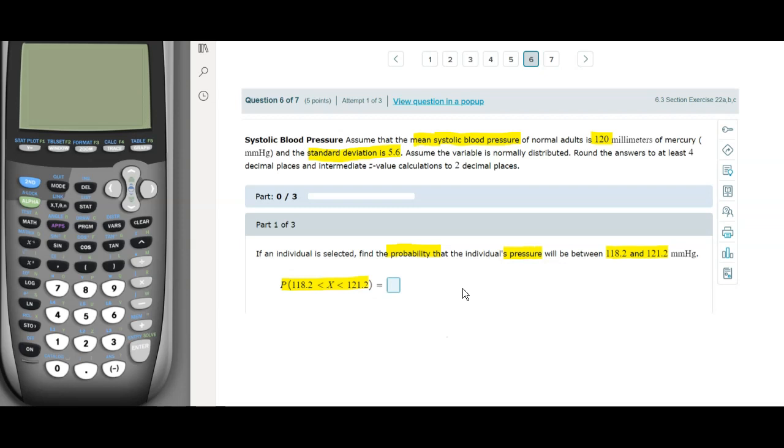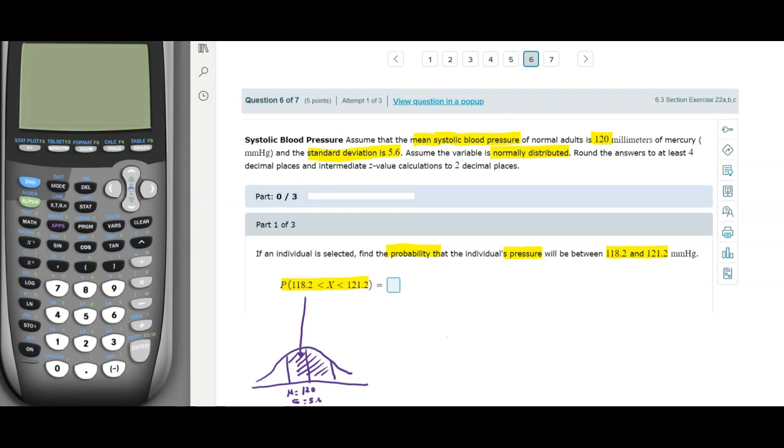Moreover, here we are starting with a normal distribution. If I want to graph this, we are starting from a normal distribution having the mean 120, and standard deviation 5.6, and we are looking for between 118, which is going to be somewhere here, and 121, which is going to be over here. So we are looking for the area in between. This probability is the area in here.